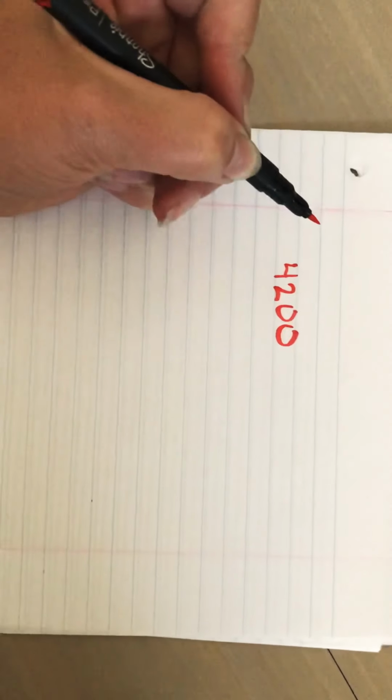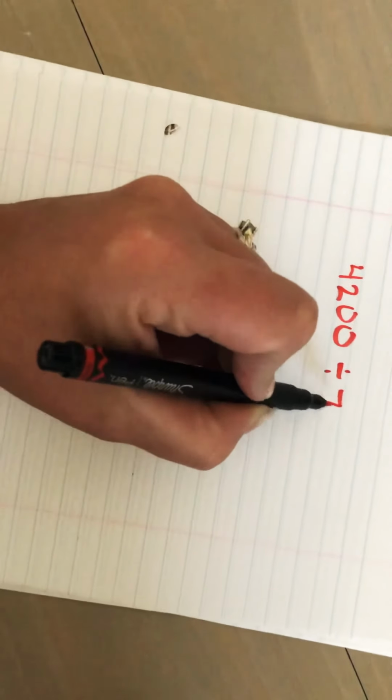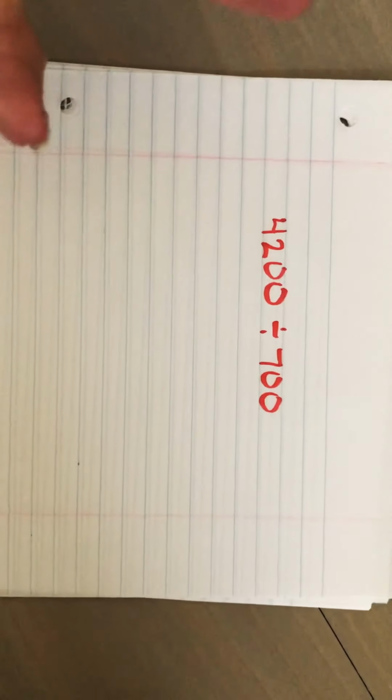Example number 2. Multiples of 10. All right. Let's do 4,200 divided by 700. Ooh, this time we have 2 zeros. Okay. All right. So same thing.